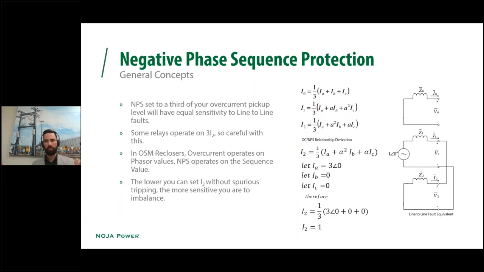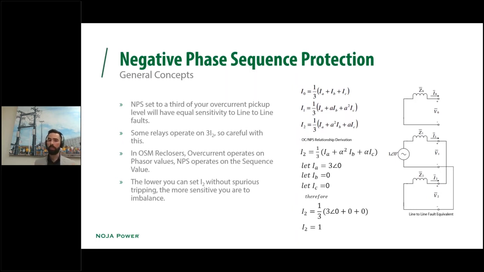Now, the general principle here is that the lower you can set I2 without spurious tripping, the more sensitive you are to imbalance. And provided that you stay above 30%, you're unlikely to run into coordination issues with overcurrent for line-to-line faults. Hopefully that is a generally clear thing for what you can use negative phase sequence by itself to be able to work out.